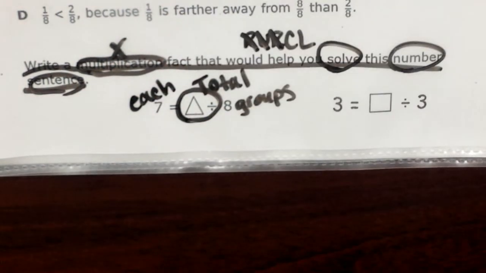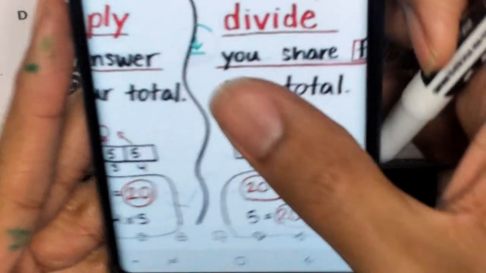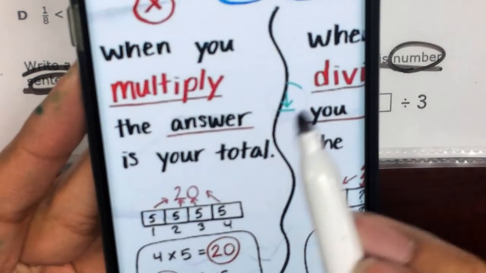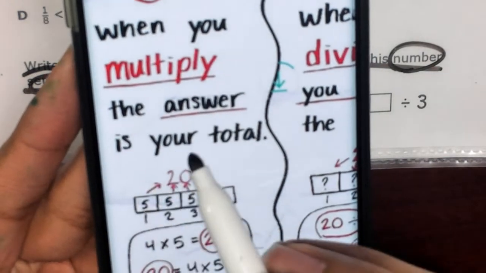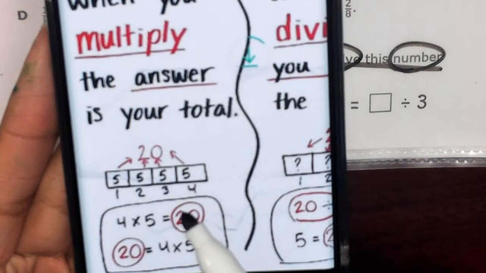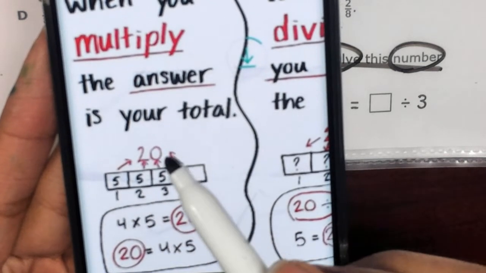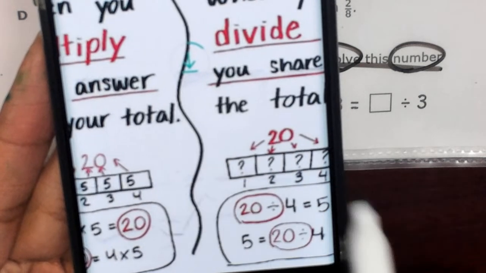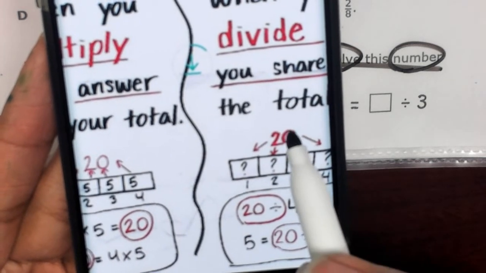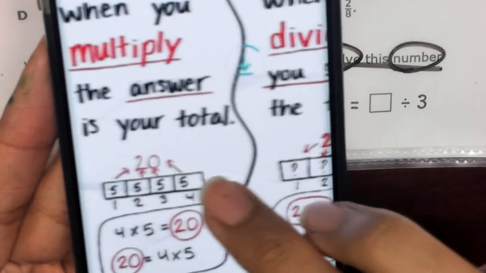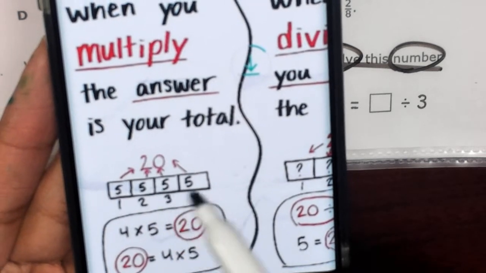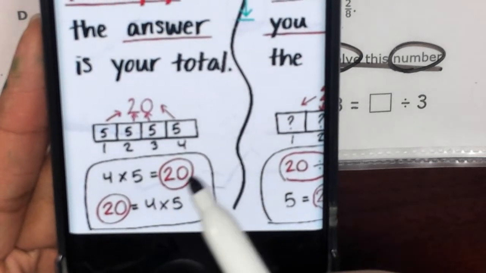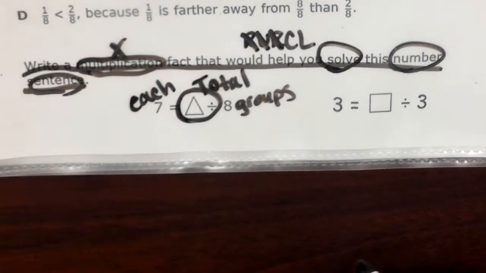So now that we have our labels in place, we can look at the multiplication side of our how to find a total anchor chart. And it says when you multiply, the answer is your total. So this time, all of these 5s are coming together to make the answer of 20, which was also our total over here, except over here we were sharing from our total, and here we're making our total, and that total is our answer. So that's why our total is going to be by the equal symbol.